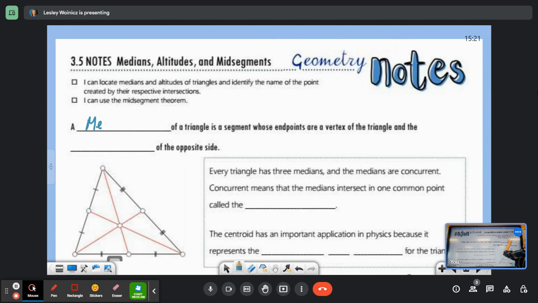A median of a triangle is a segment whose endpoints are a vertex of a triangle and the midpoint, that's the T, midpoint of the opposite side. So every triangle has three medians, and the medians are concurrent. Okay, that does not say congruent, it says concurrent. Concurrent is different. It means that the medians intersect in one common point, and that point is called the centroid.